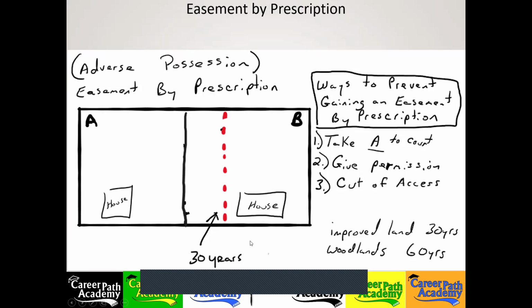You need to be occupying someone else's land, using it out in the open. It's obvious. Lot owner B can see it, but they take no action to remove it or remove you for 30 years. All right. Then lot owner A can take them to court to claim ownership of it. If it's woodlands, then that's 60 years it needs to be used for.